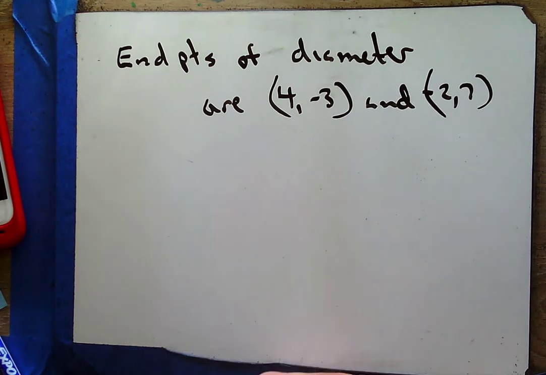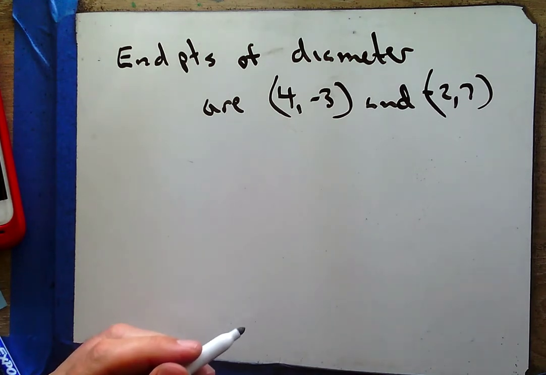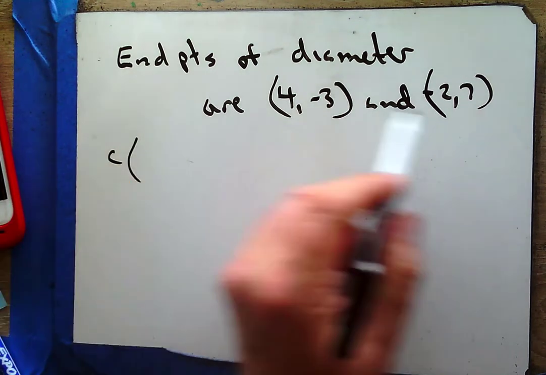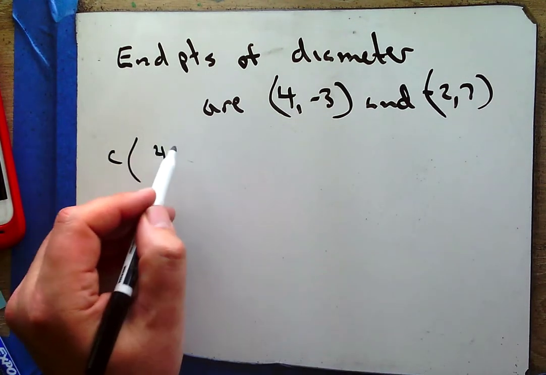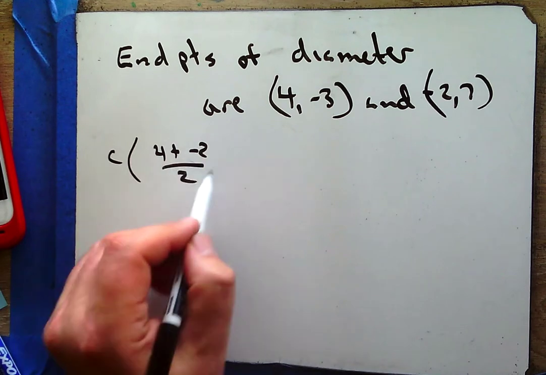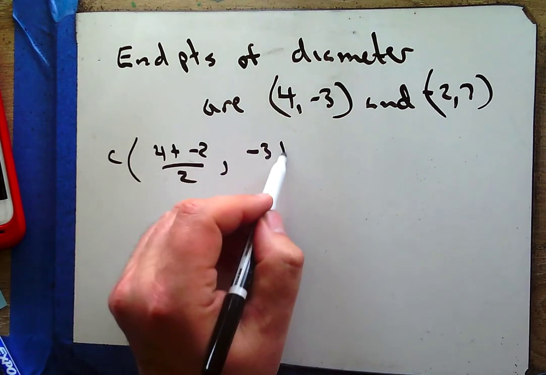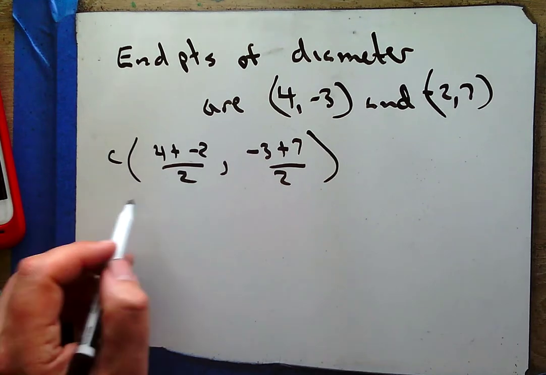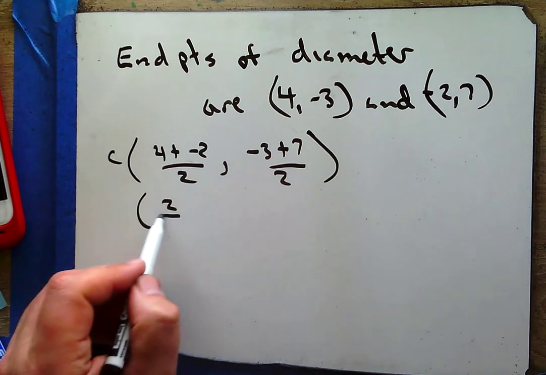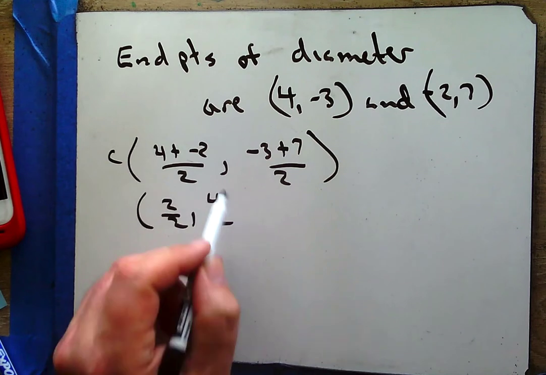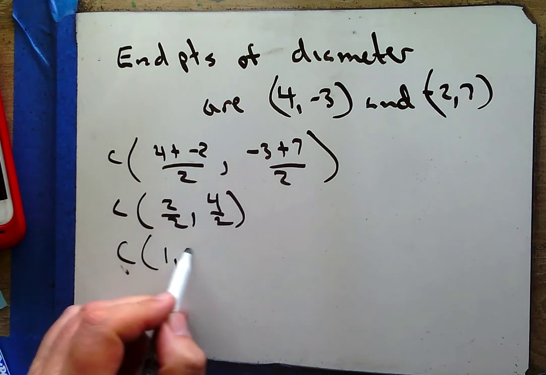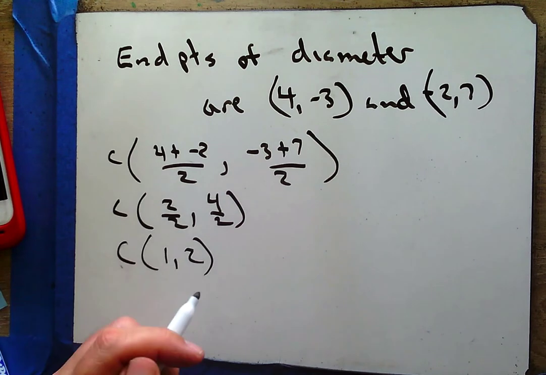All right, welcome back. So I know that the center is the midpoint of these two points. So I'm going to find the midpoint of the x's and the midpoint of the y's. My x's, that'll be 2 over 2, comma 4 over 2, which is (1, 2). So now I know my center.